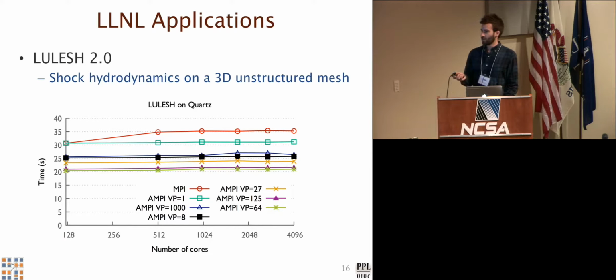And so we ran on Quartz against the native MPI implementation, as well as AMPI without virtualization, and then a number of different ratios up to 1,000 ranks per core here. And we can see the performance is pretty good up until the best, which is actually 64 ranks per core. And you can see once you get past that, up to 125 or 1,000, you start seeing the overheads associated with that high level of virtualization.